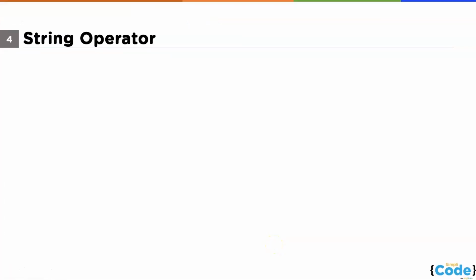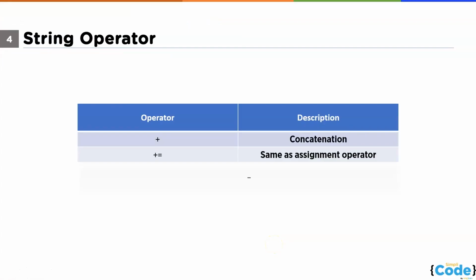Next up, we have string operators. The plus operator, which we used as an arithmetic operator earlier, also operates as a string operator. So we can use it to concatenate two strings. That means we can add two strings as well. In JavaScript, it is possible with the help of the string operator.